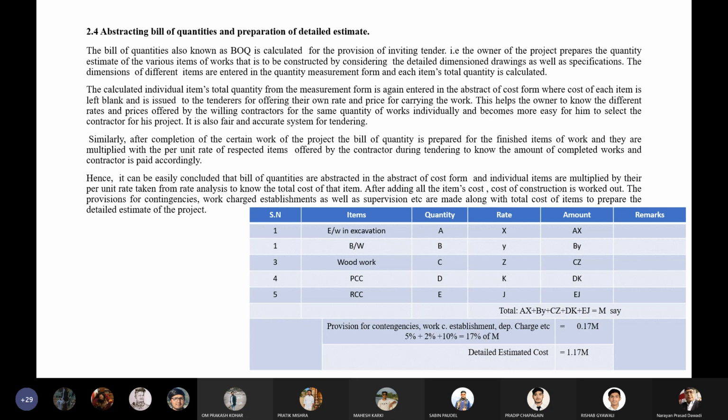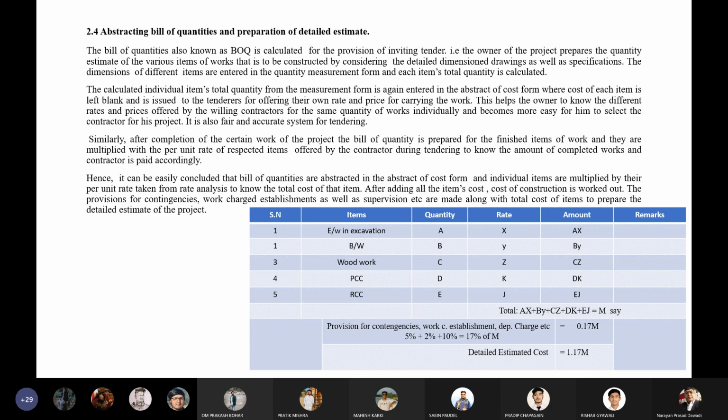The contractor offers their own rate for the construction of each and every individual item required in the project. So this bill of quantity is basically used for the tender inviting process, for the bidding process. That's why the bill of quantity is the total quantity of each and every individual item of work used in the construction of the project. That is bill of quantity.